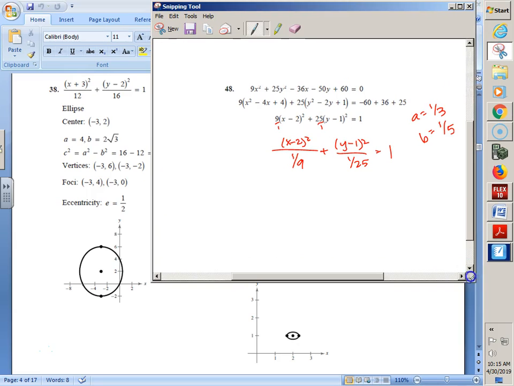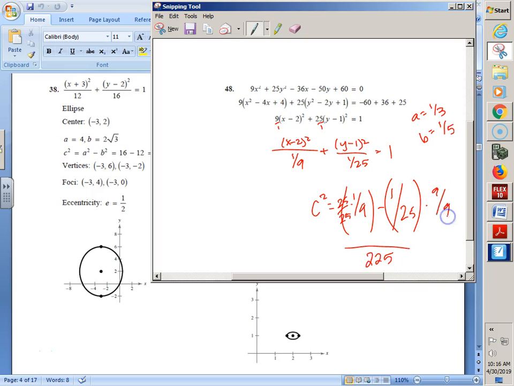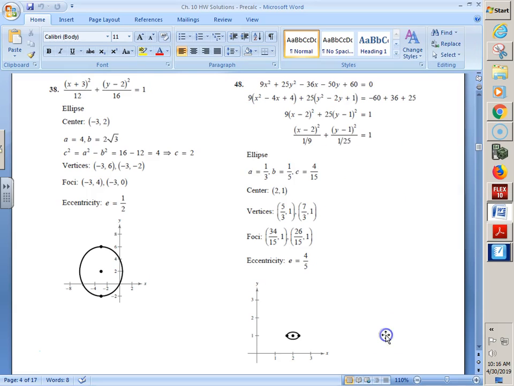But you would have gone ahead and done your c squared equals a squared minus b squared, which I know is gross. We'd have to get common denominators. Oh well, 9 times 25, 9/4. Isn't that 225? So we have a common denominator of 225. 25 minus 9 is 16. Oh my goodness, 16 is a perfect square, and so is 225. So it's nasty, but it's possible. So 4/15 was my C, and don't you always go C away from the center to get to the foci?